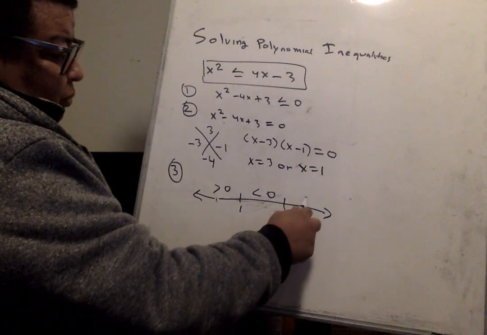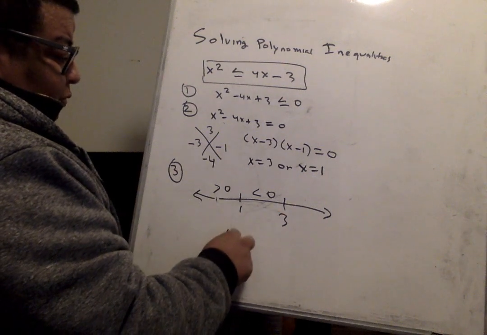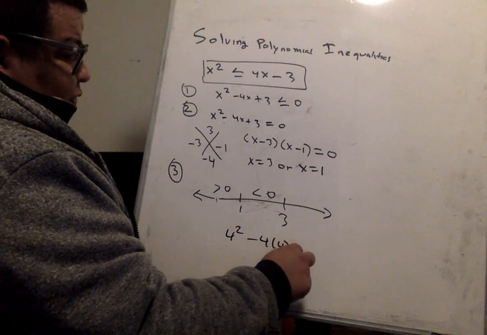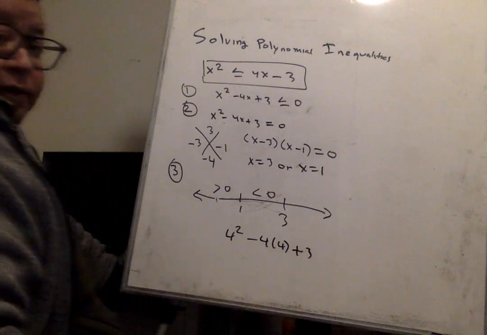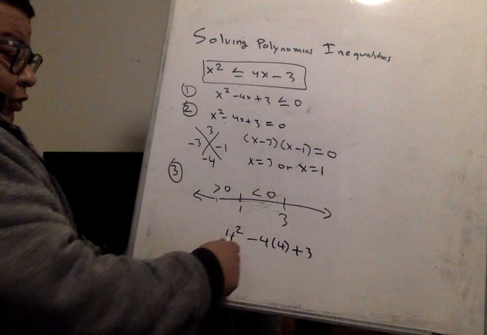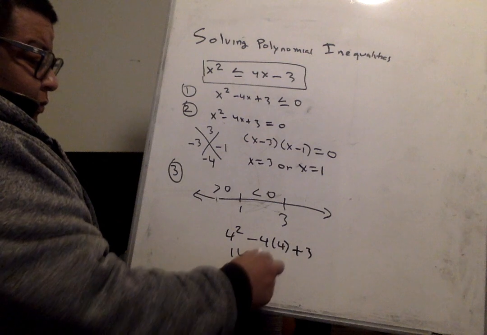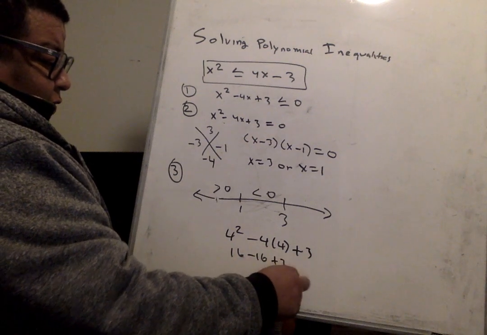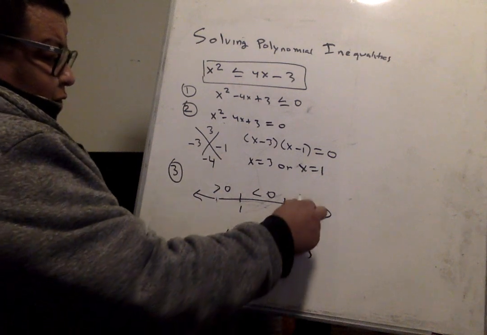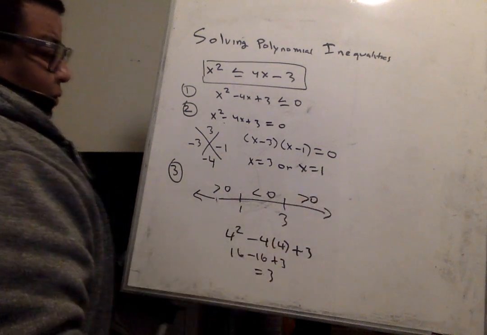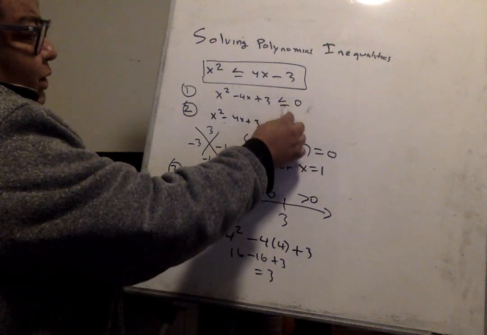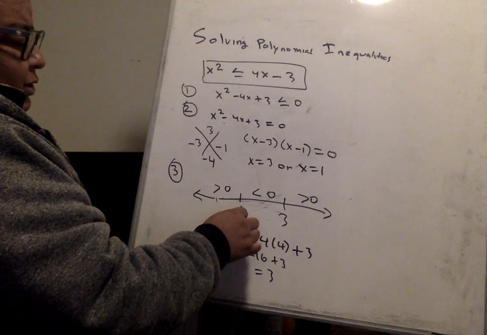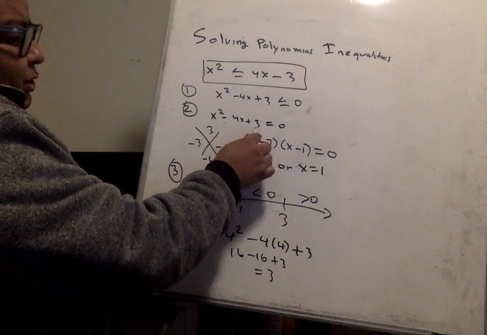Let's see if this is also true for a point here, which would be 4. So we do 4 squared minus 4 times 4 plus 3. So 4 squared is 16, 4 times 4 is 16, minus 16 plus 3. So this is equal to 3, which is greater than 0. And remember, we're looking for less than or equal to 0. That means at the points 1 and 3, f of x is equal to 0.